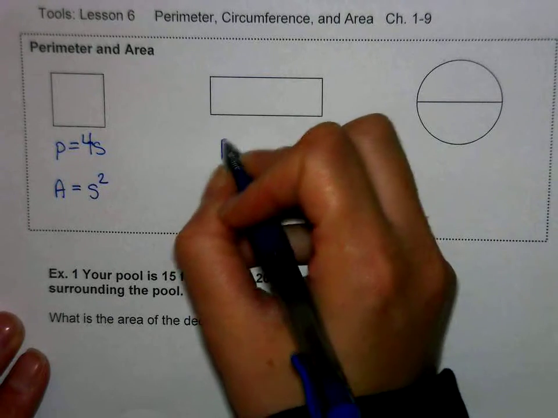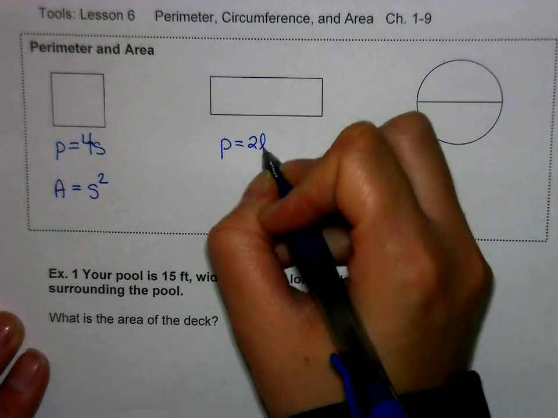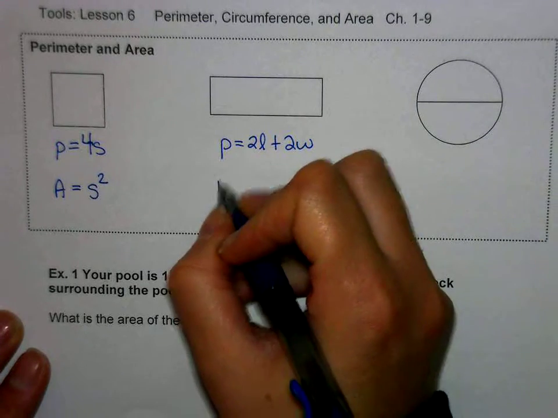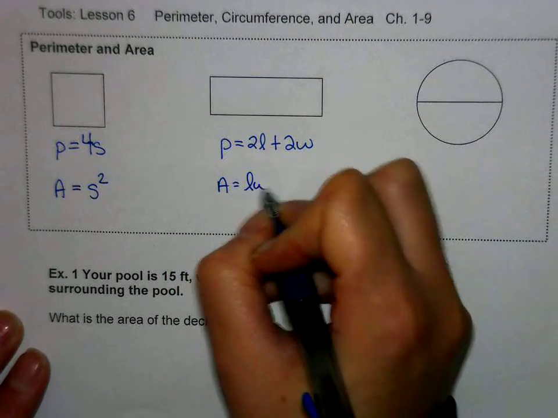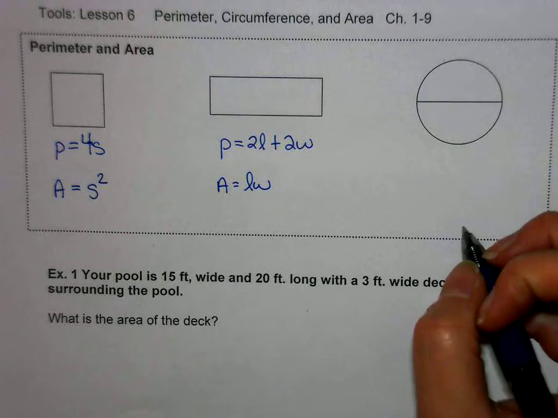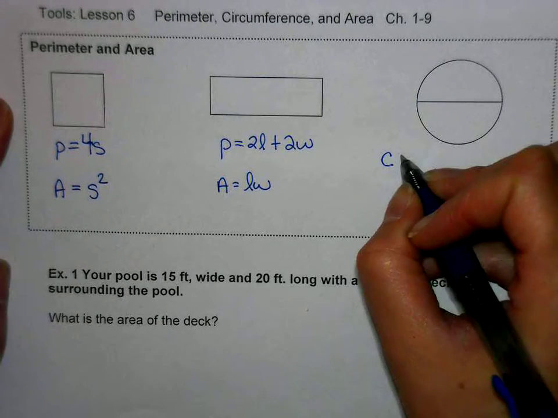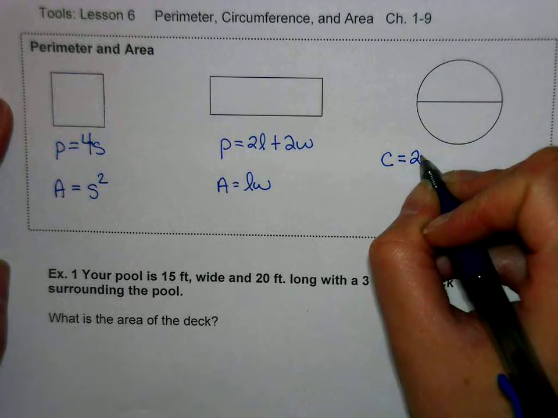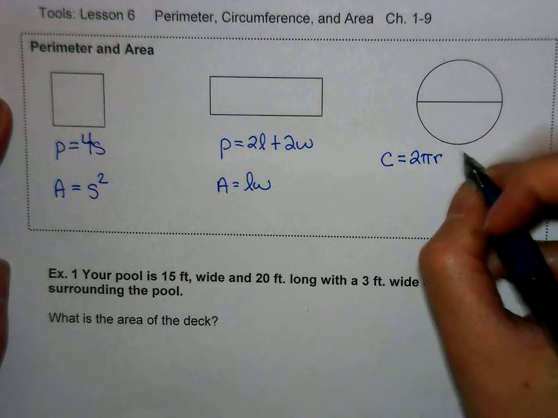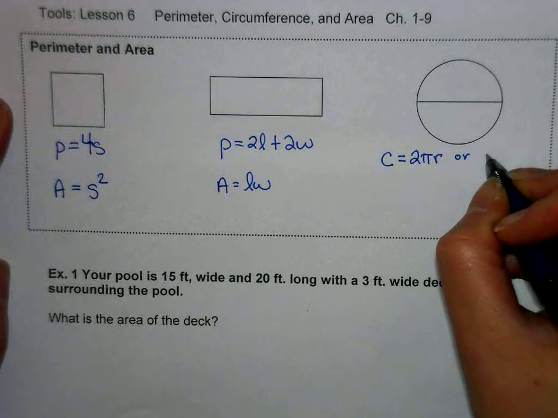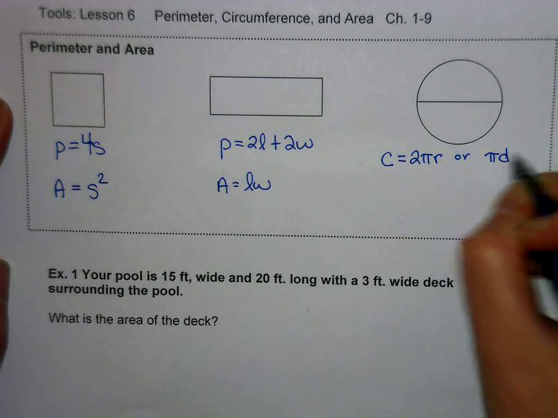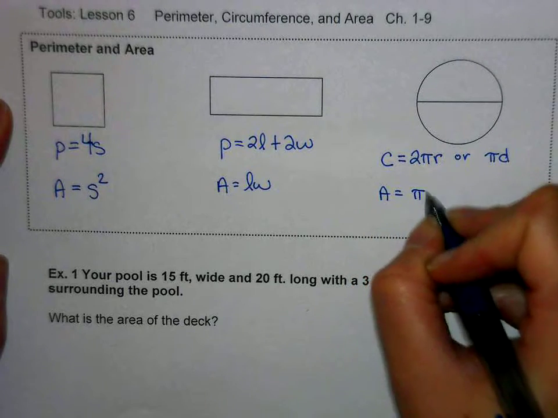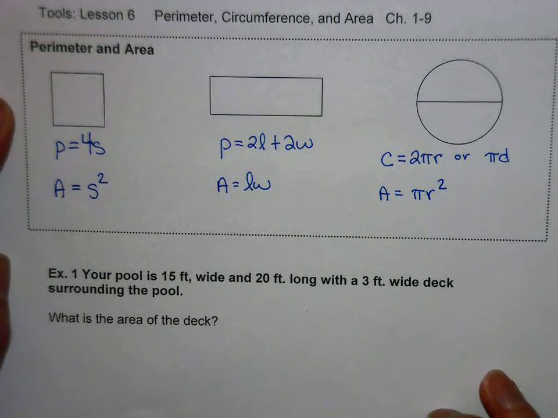Rectangle, perimeter is 2 times our length plus 2 times our width. And area equals length times width. For our circle, the circumference equals 2 times pi times our radius, or it can be pi times our diameter. And the area of a circle is pi times our radius squared.